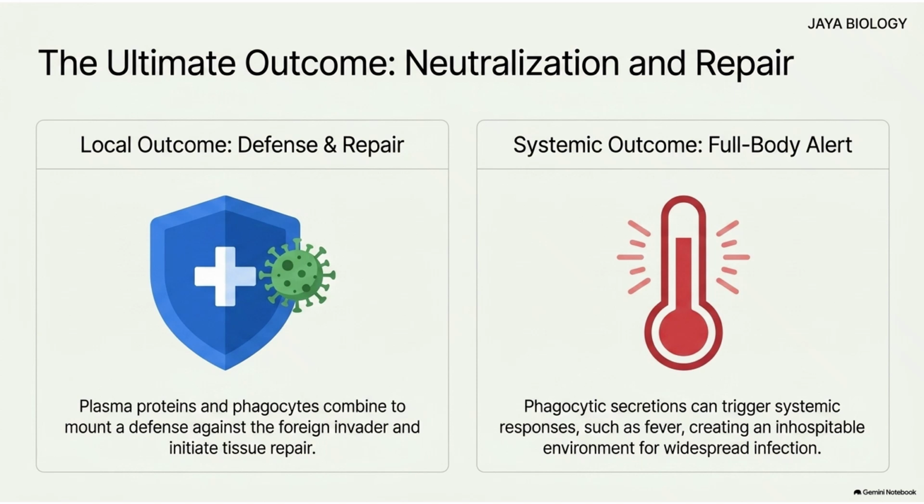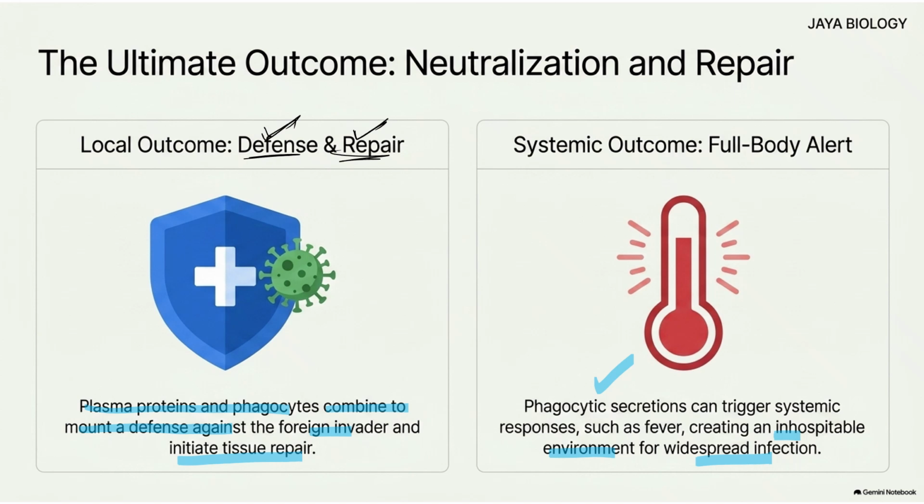So what is the outcome? Defense is there, repair is there, means they have saved it and they have repaired the damaged part. Plasma proteins and phagocytes combine for defense against the foreign invader and initiate tissue repair. Phagocytic secretion can trigger fever, creating an inhospitable environment so that further infection should not spread. So you can see here plasma proteins and phagocytes work together for defense against foreign material and they support the repair process.